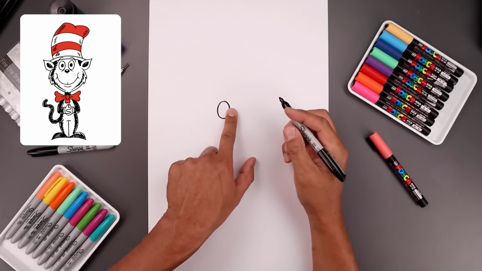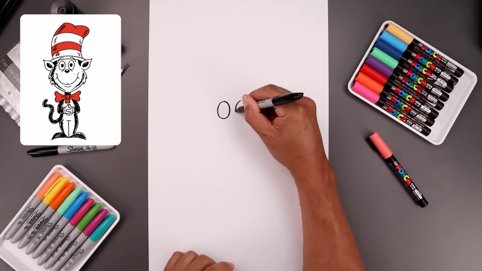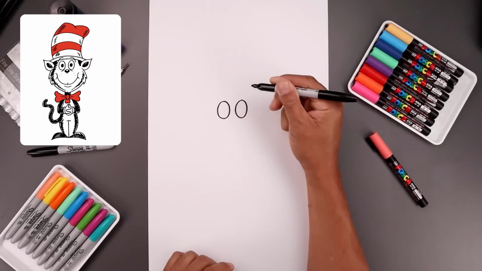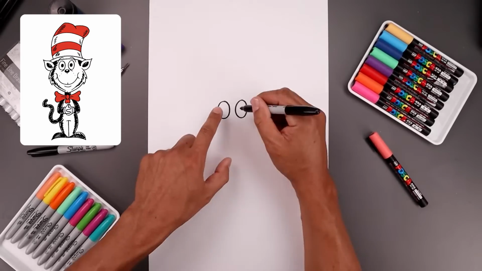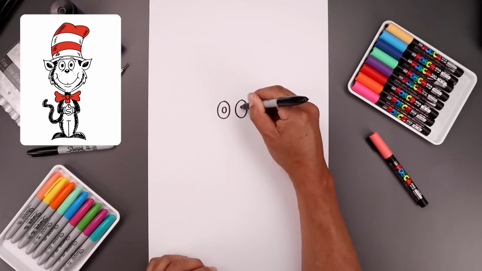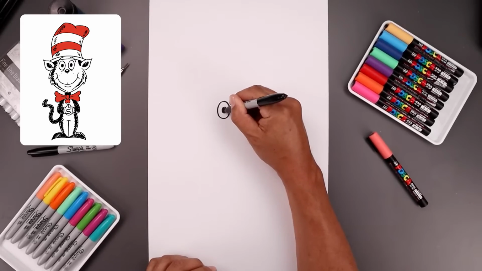Let's leave a gap in between the eyes and draw the same sized oval on the right. So line up the top, we're going to bring that down towards the same height, and then back up. In the center of each eye, I'm going to draw a smaller oval for the pupil. And then we'll fill those pupils in black.